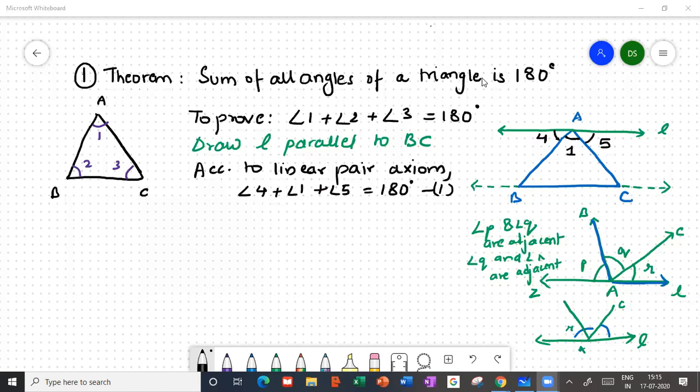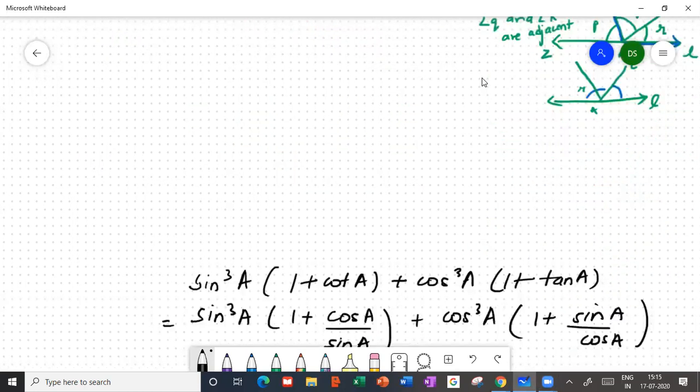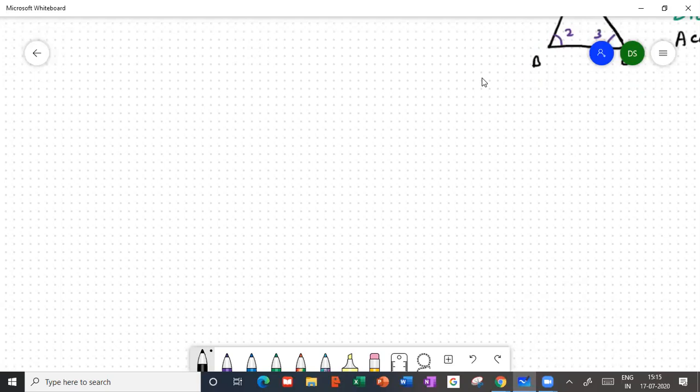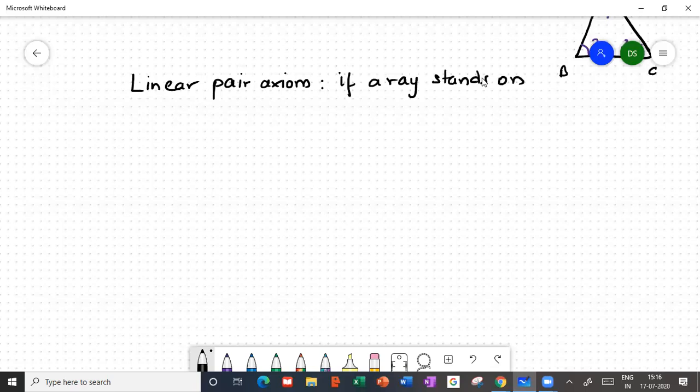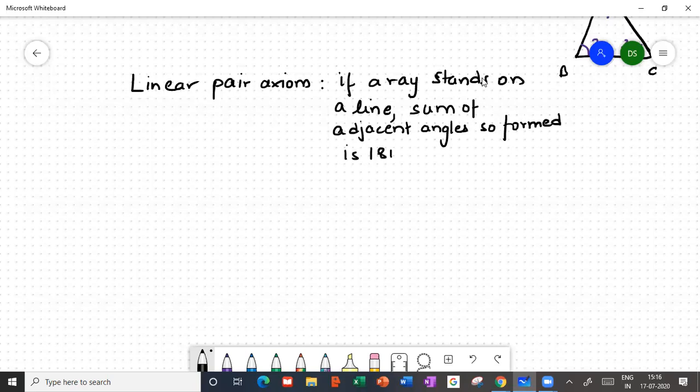Okay, so I'll refresh. Shall I refresh the linear pair axiom once and then come back to this? Okay, so the linear pair axiom is nothing but: if a ray stands on a line, the sum of adjacent angles so formed is 180 degrees. This is the axiom.